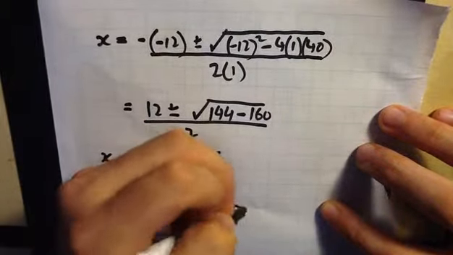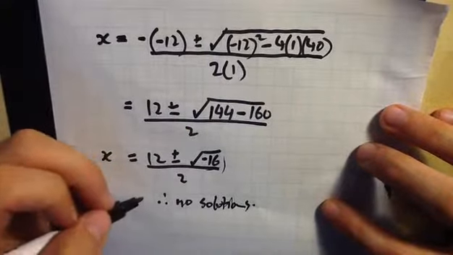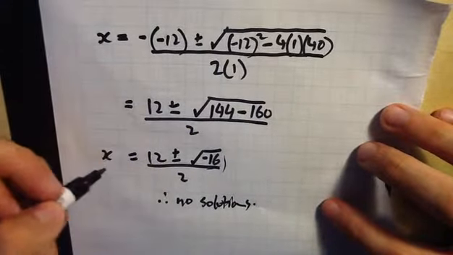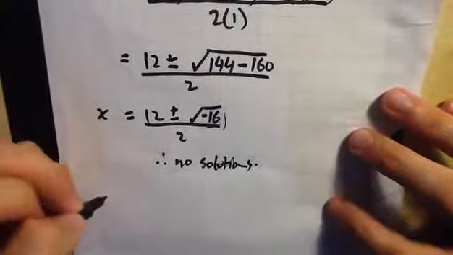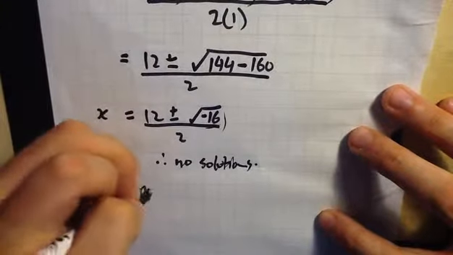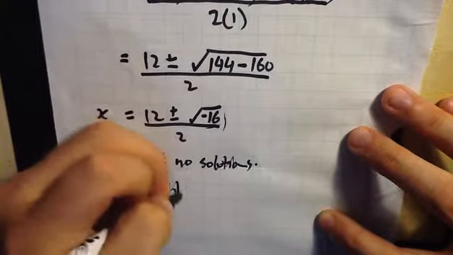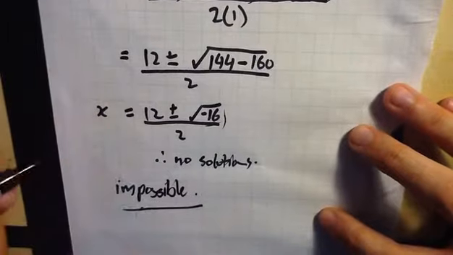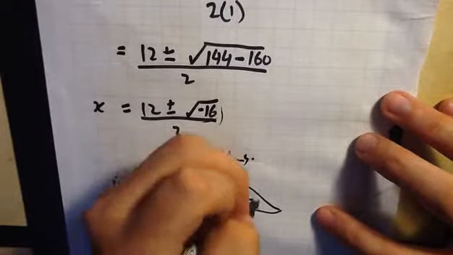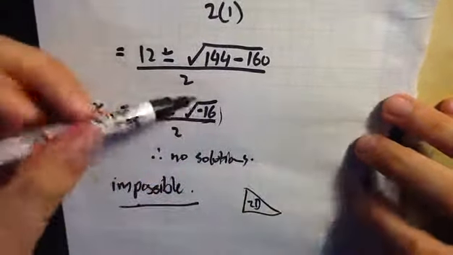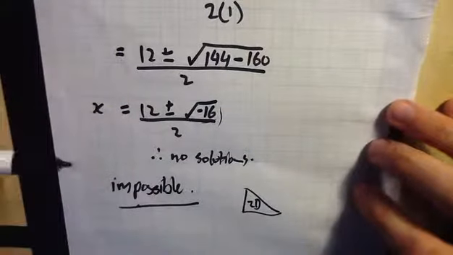Well, no real solutions. There's no real solutions to this quadratic. So if there's no real solutions where I'm finding x, that means it's impossible for that 12 centimeter piece of wire to be made into a triangle that has an area of 20. So if you get something like no real solutions, that means it's an impossibility.